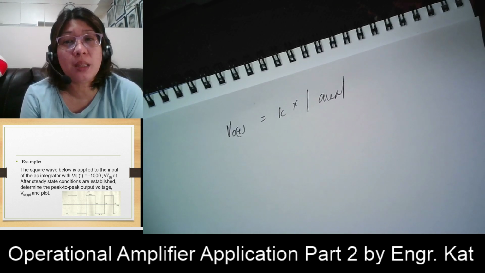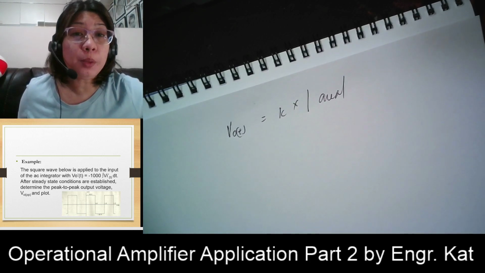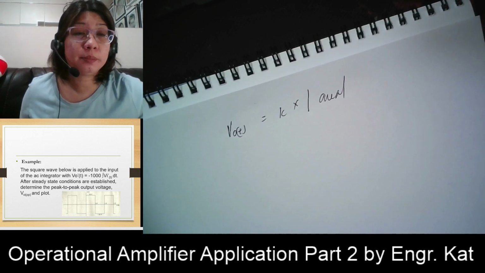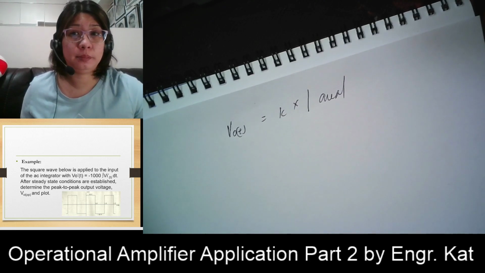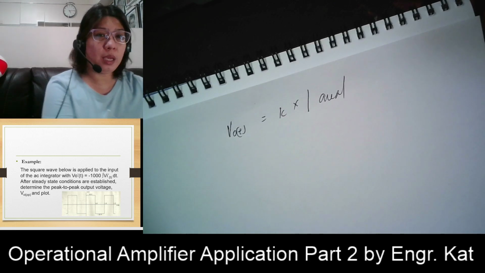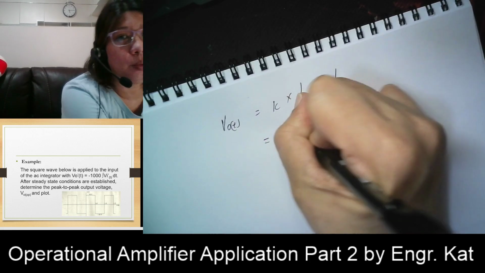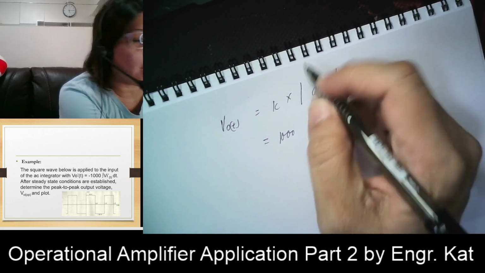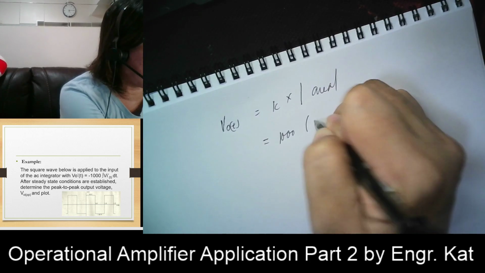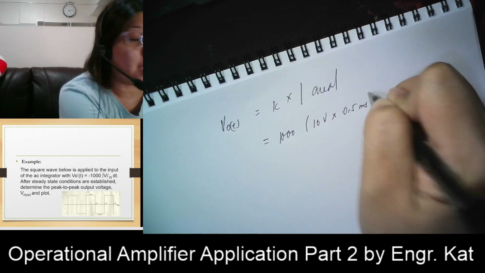So in this case, it is the amplitude, which is 10 volts, and the width, which is equivalent to your time or your period, that is equivalent to 0.5 millisecond. Okay, so in this case, class, it is K, so your K is 1000. No need to place your negative sign there. And then your area is 10 volts multiplied by 0.5 millisecond.